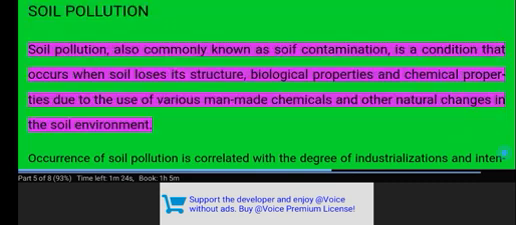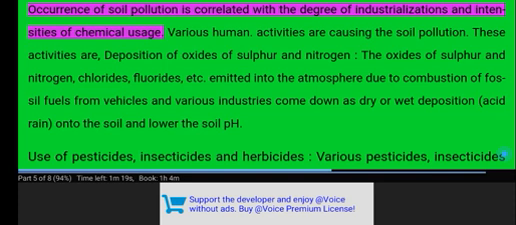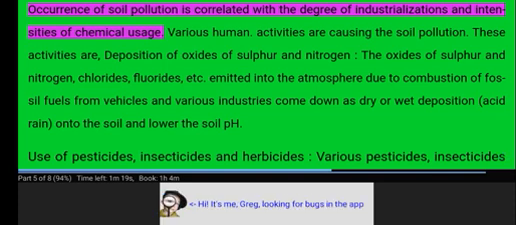Soil pollution. Soil pollution, also commonly known as soil contamination, is a condition that occurs when soil loses its structure, biological properties and chemical properties due to the use of various man-made chemicals and other changes in the soil environment. Occurrence of soil pollution is correlated with the degree of industrialization and intensity of chemical usage. Various human activities are causing soil pollution.